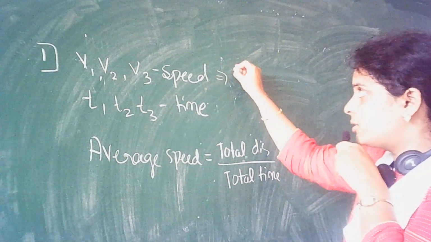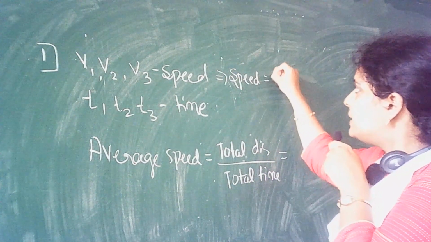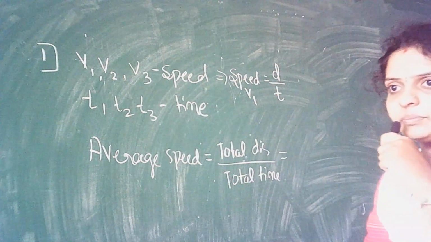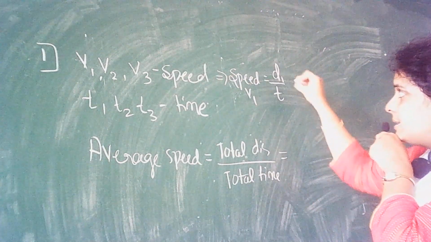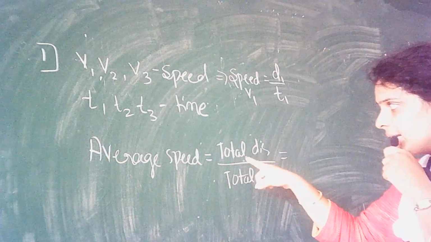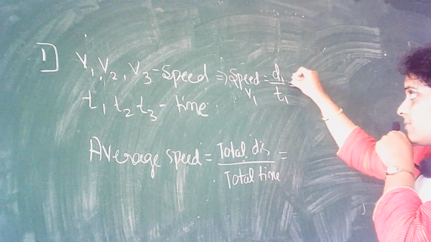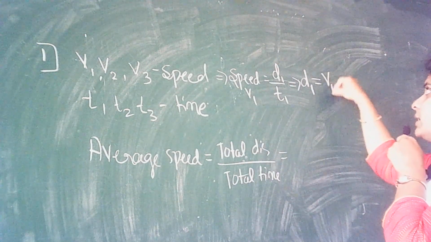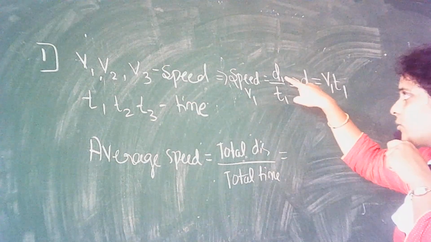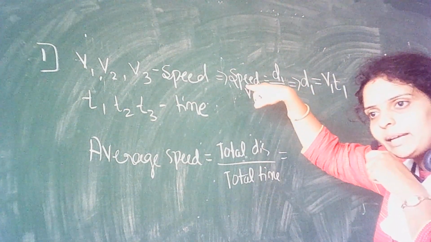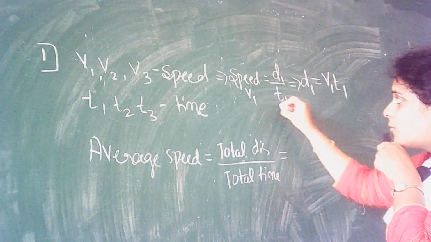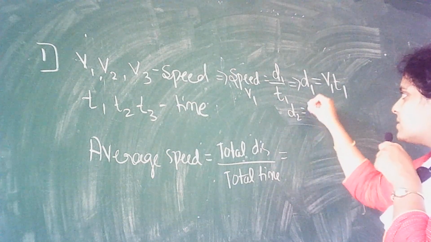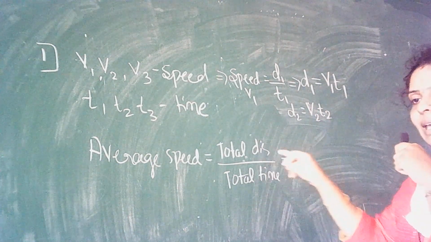Look at this carefully. Speed is equal to distance divided by time. Correct? So for v1 it is written as d1 by t1. We need the total distance here. Therefore, distance d1 is equal to v1 into t1. What did I do here? I kept d1 on this side and multiplied t1 on the other side, which gives v1 t1. So for the second speed, the distance covered is v2 t2. Same way you substitute.